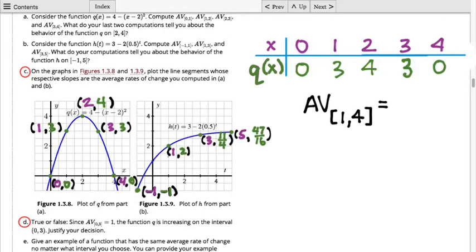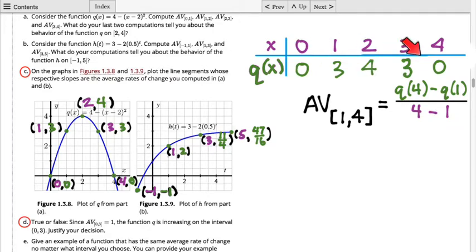In this question, you're asked to take a couple of functions, q of x and h of t, that we see the graphs of here, and compute some average rates of change. Let's compute one really quickly that wasn't asked for. If I look at the q function, say I wanted to know what was the average rate of change from x equals 1 to x equals 4. How would I compute that? I would have to divide, in the numerator, q of 4 minus q of 1, and in the denominator, 4 minus 1.